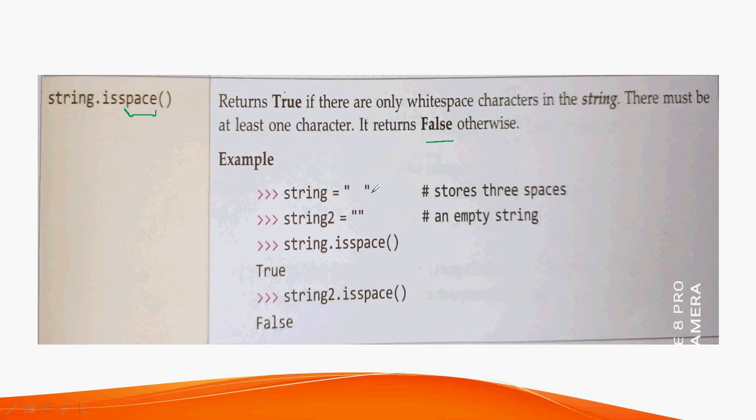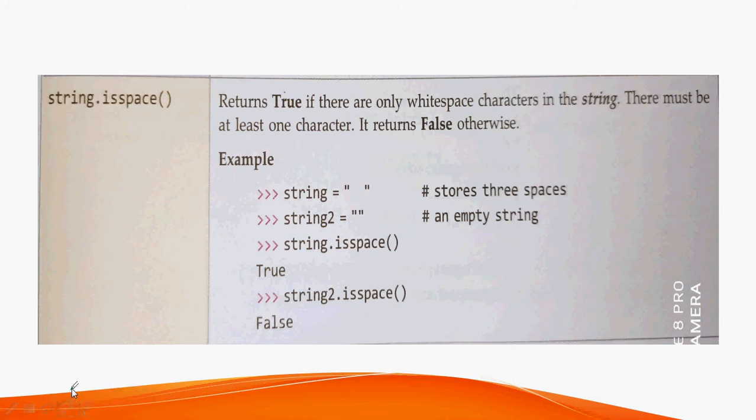So we have two strings here. It is written here because it is not easy to understand. So it stores 3 spaces. 3 white spaces are there in this string, and here an empty string. There is no space at all. Here the first string contains 3 spaces. The second string is an empty string.